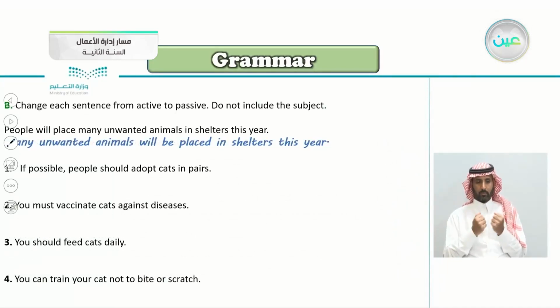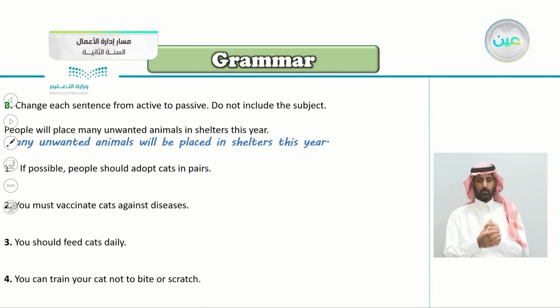Exercise B, change each sentence from active to passive. Don't include the subject. The first one is already done. People will place many unwanted animals in shelters this year. So the subject here is the people. So we say many unwanted animals will be placed in shelters this year. If you want to add the subject, you say by people, but here we don't want to include the subject.